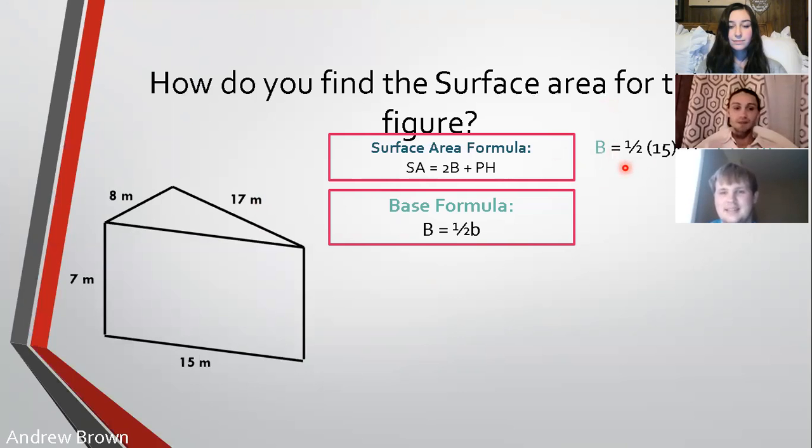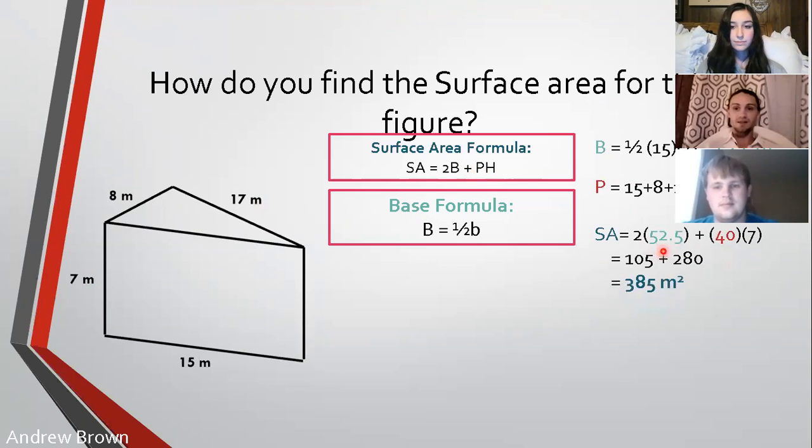To get P, like I said previously, we add all the sides together. Don't even worry about the height. Let's just add 15, 8, and 17. We get 40 meters right there. So we have B, and we already have P, and we already have H right here. So all we have to do is plug in: 105 plus 280 equals 385 meters squared, from multiplying 2 times 52.5 and 40 times 7.